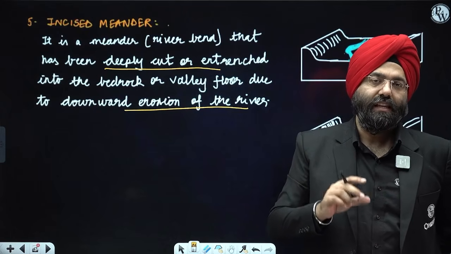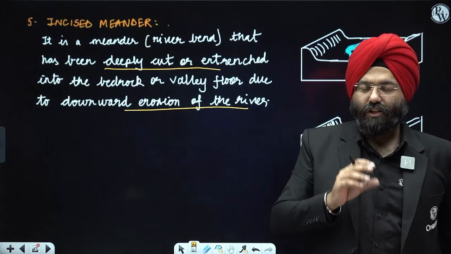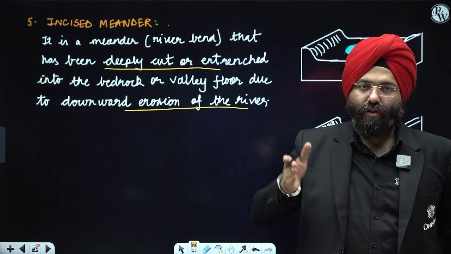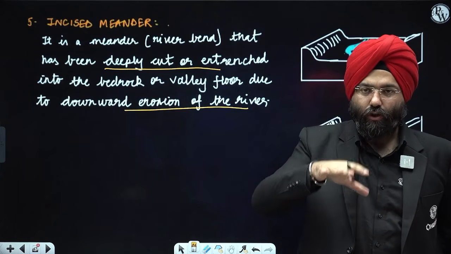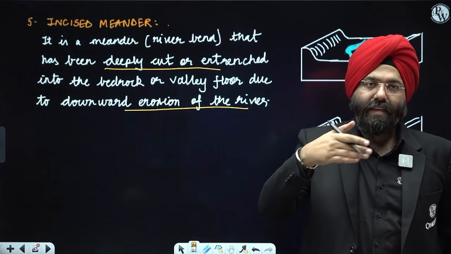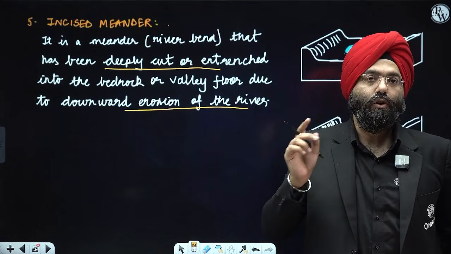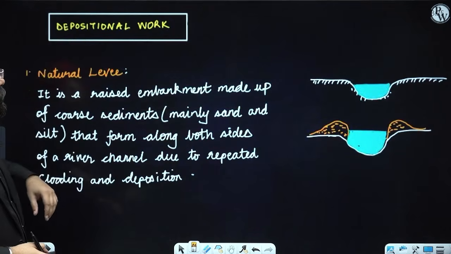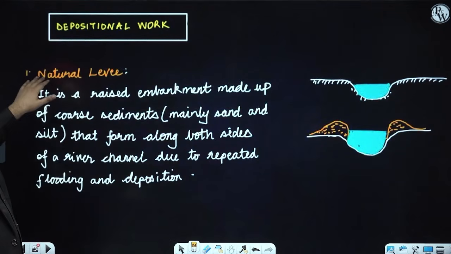But otherwise, these are basically representation of the fact that there is an imprint of the movement of the river on the rocky surface because of the meandering action influenced by the local base level. So this is known as incised meandering. Clear? Depositional work, natural levees.